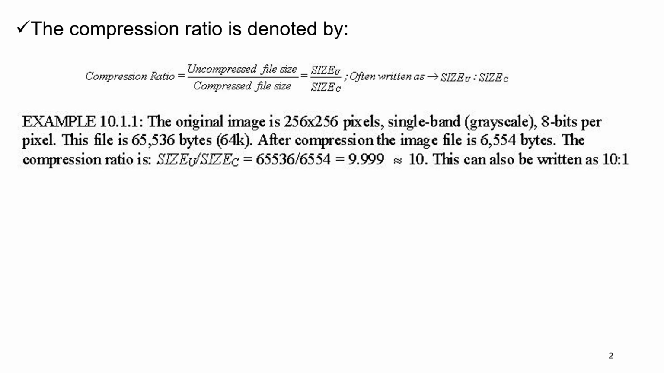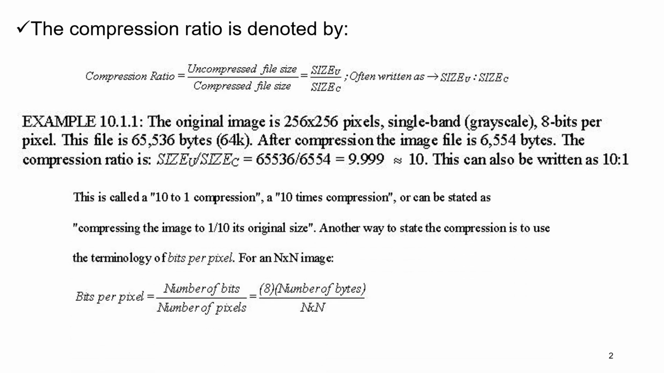The compression ratio is uncompressed size divided by compressed size, that is 9.999, approximately 10. So this can be written as 10:1. This is called a 10:1 compression, a 10 times compression, or it can be stated as compressing the image to 1 by 10th its original size.